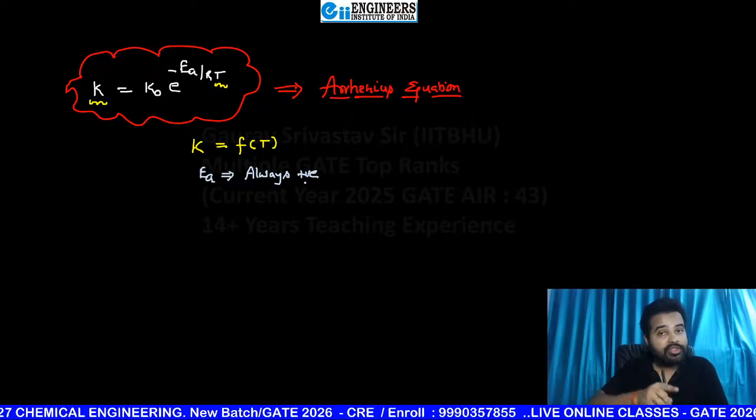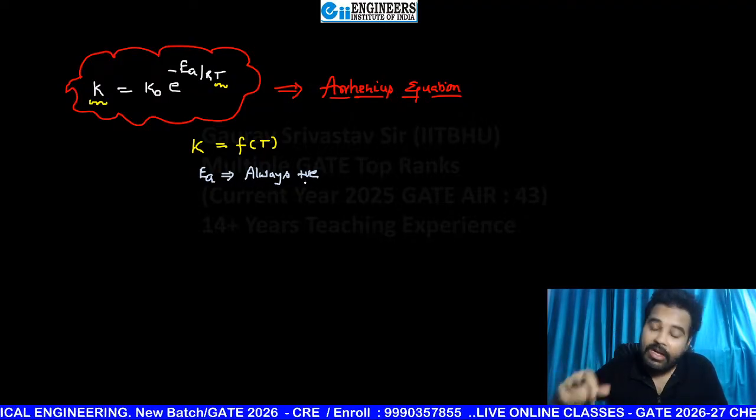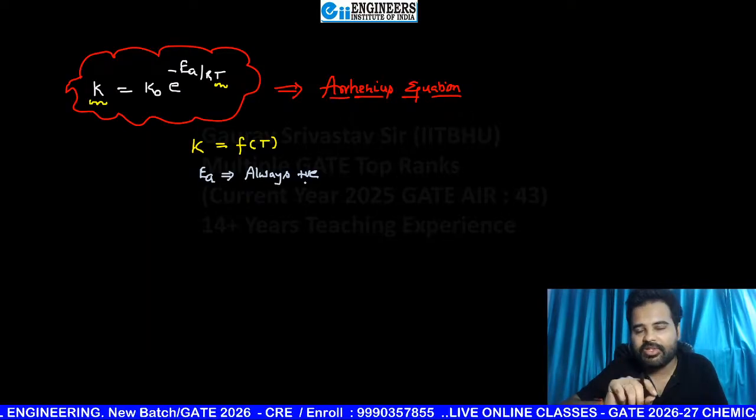Delta H may be positive, may be negative. Delta H was positive when the reaction was endothermic. Delta H was negative when the reaction is exothermic.